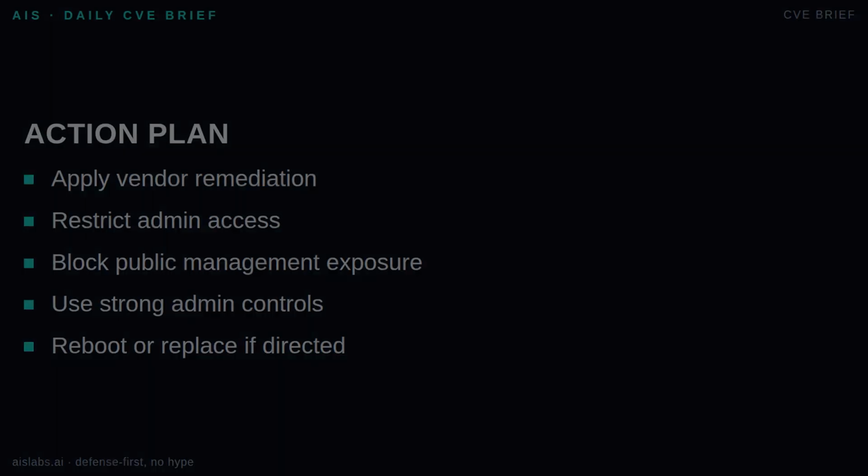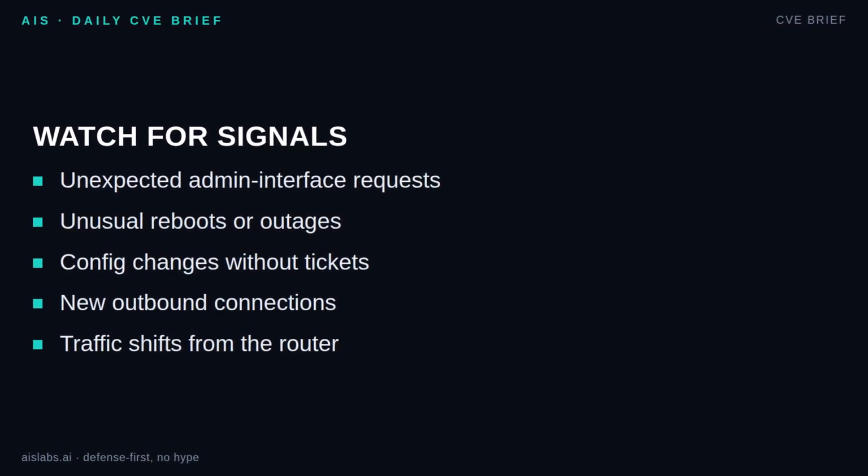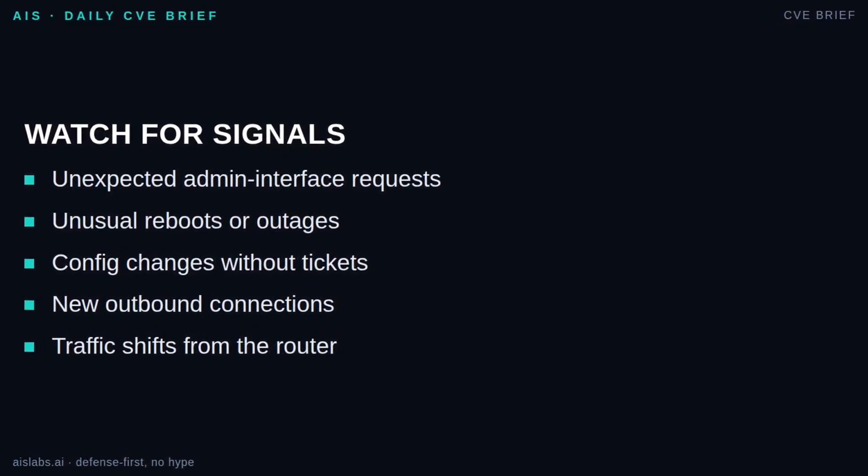For detection and monitoring, focus on deviations from normal router behavior. If you log administrative access, look for unexpected requests to the management interface, especially from networks or source addresses that should not administer the device. Watch for unusual timing, repeated errors, or activity against the interface outside maintenance windows. At the device and network level, investigate unexplained reboots, configuration changes that do not match a ticket, loss of connectivity, DNS or routing changes, or new outbound connections from the router that are not part of its normal role.